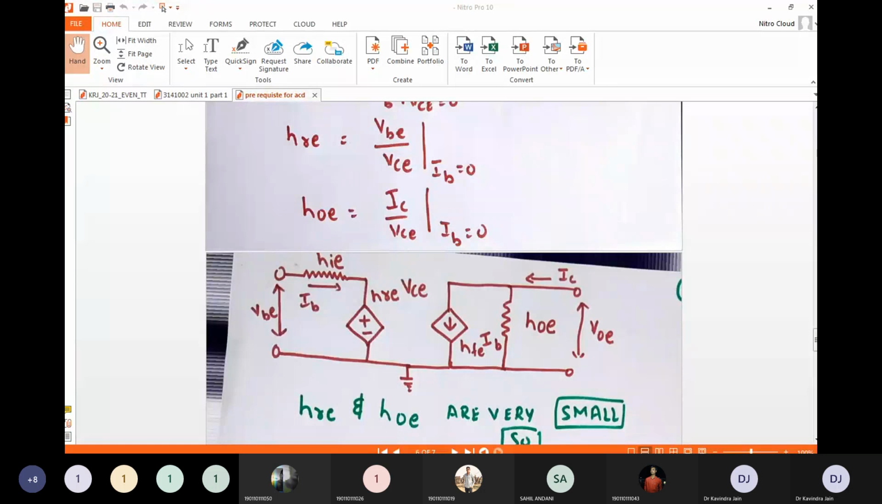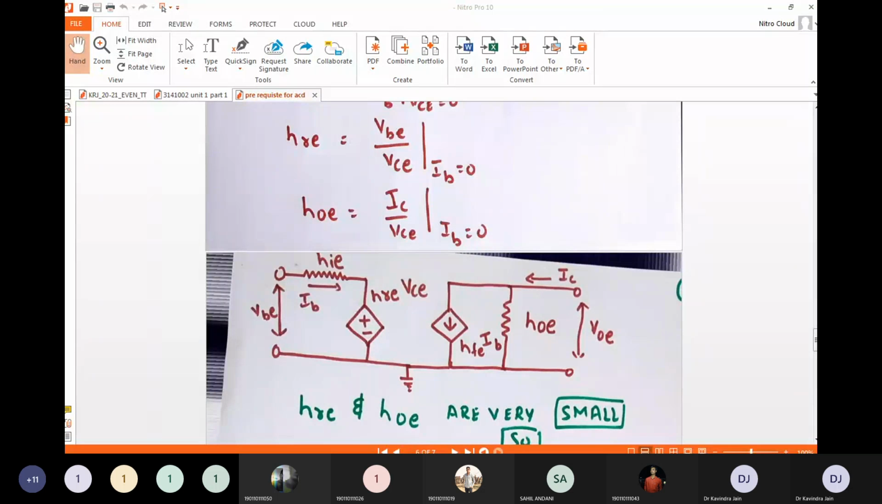I continue with the topic of HRE. HRE is nothing but VBE upon VCE, as you have already written. So now if I multiply this, this would become our input voltage. Yes or no? Yes, sir. Similarly, on the other hand side, we have HFE. HFE is nothing but IC upon IB. HOE is IC upon VCE. That is totally nothing but our output current and output voltage.